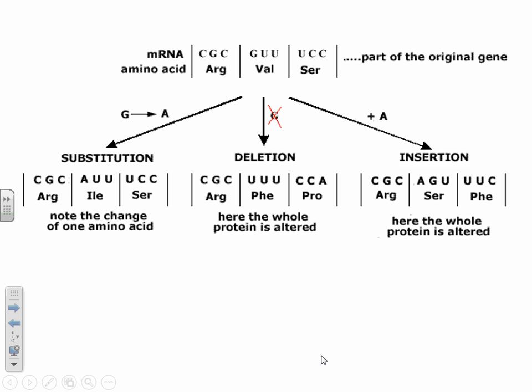But the substitution option, well, what can happen here? If we've got that sequence up at the top, what has happened? It says G converted to A, and where that has happened is at that point. Okay, so instead of GUU, it comes out with AUU, and the code is for a completely different amino acid. So the arginine and the serine are the same, but instead of valine, we've got isoleucine.